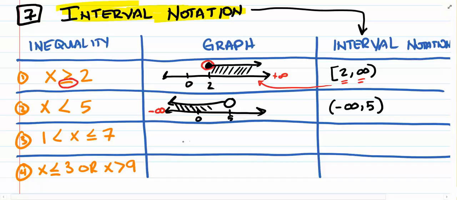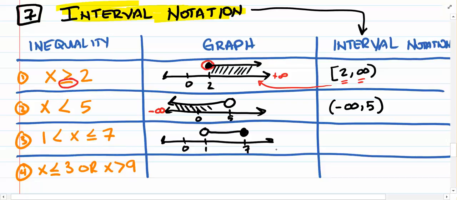Here's the third one, okay? So this says that 1 is less than x, less than or equal to 7. Here's 0, here's 1, here's 7. Above 1 we have an open dot, above 7 we have a closed dot, and we want the space in between. The way that we would write this in an interval is we would say parenthesis 1, comma, 7, bracket. That's because the 1 is not included in this inequality, but the 7 is included because the dot's colored in.